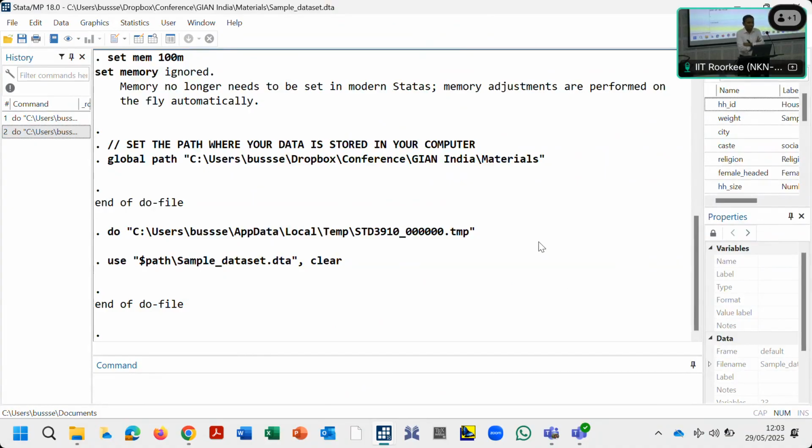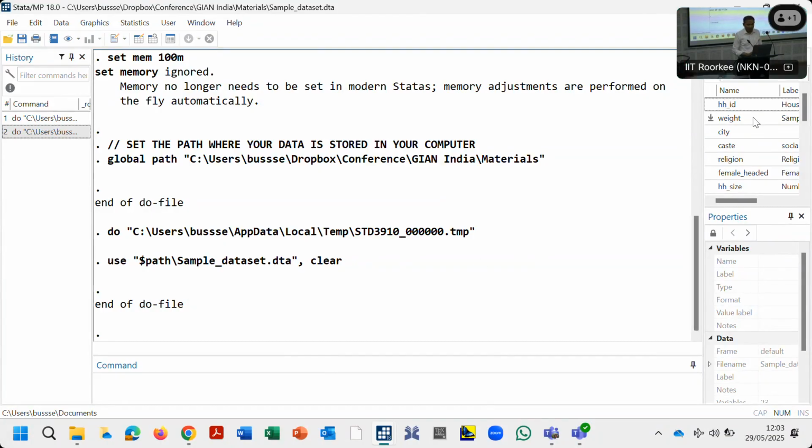Have you opened the data set? Is the data set open for you? Yes. Who has not been able to open the data set? Please raise your hand so that I know. Why not? Okay.